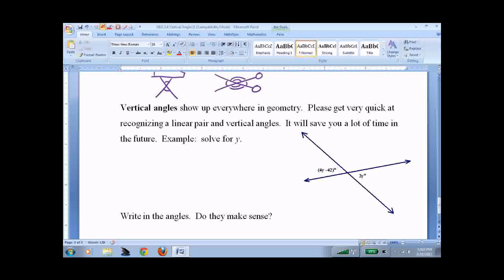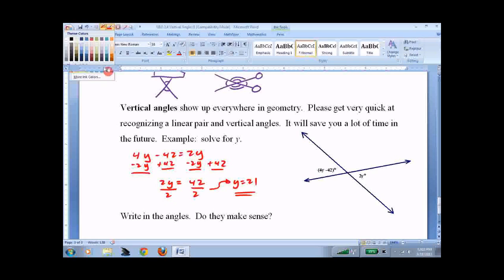So that's it. You're just going to do all these problems based on that. These are vertical angles, so you know they're equal. So you write 4y minus 42 equals 2y, and you solve. Add 42 to both sides. Subtract 2y from both sides. So y equals 21. And you might say, oh, I'm done, I can move on.